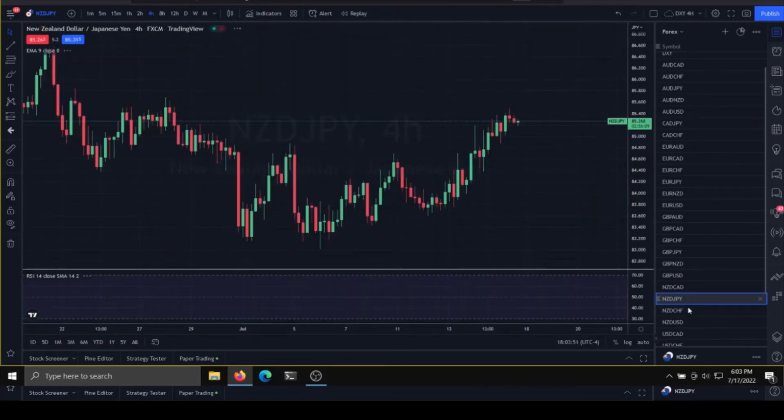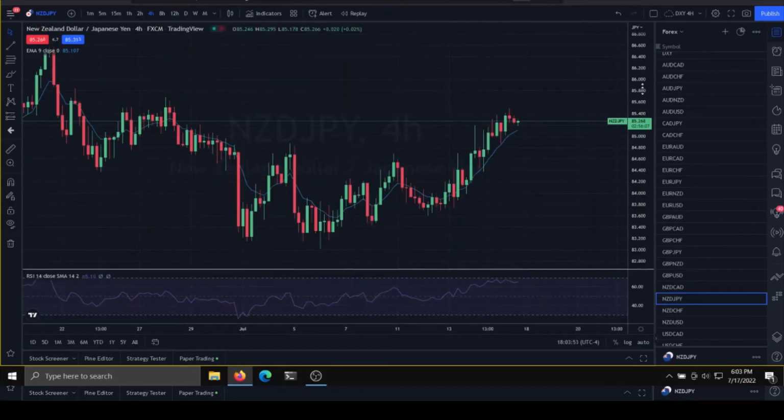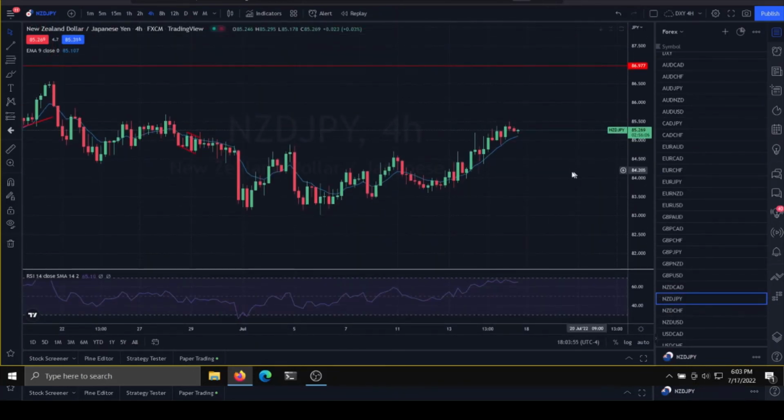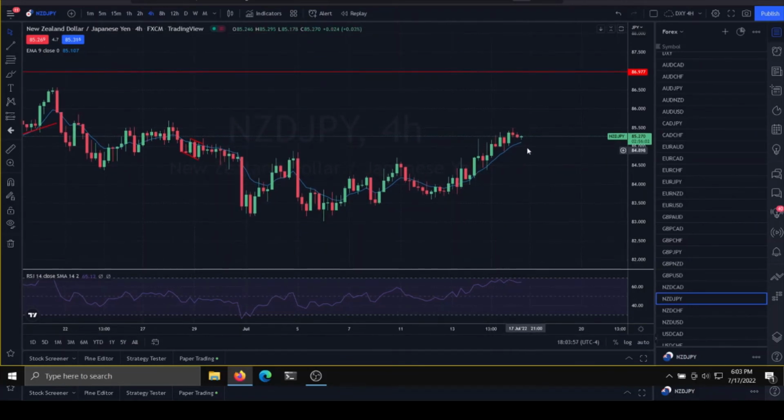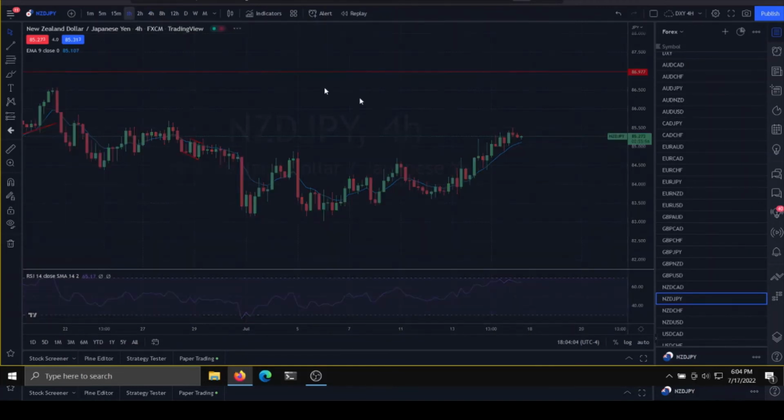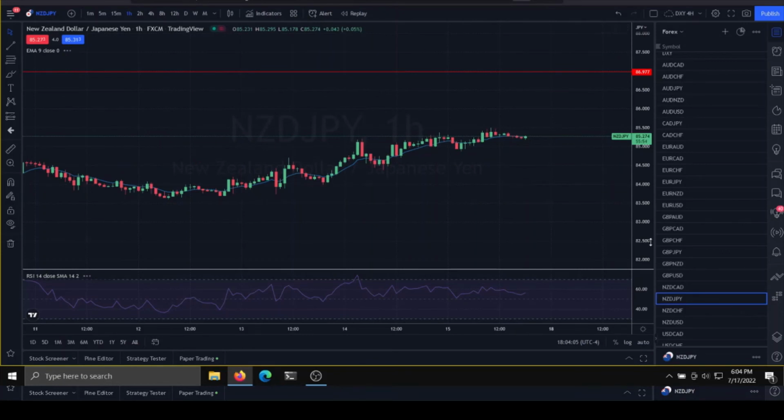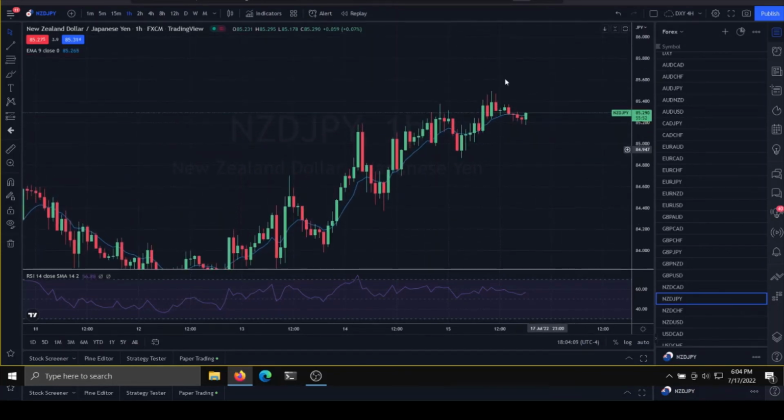NZD JPY. Like to see it break down here to this level or more. I don't see anything. I don't see any upside trade here, unless you were going for a short scalp.